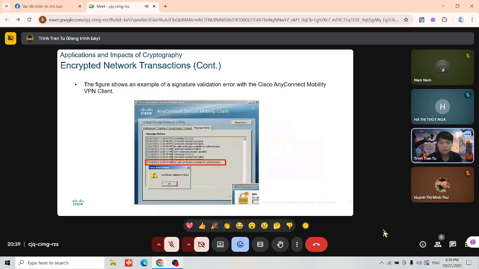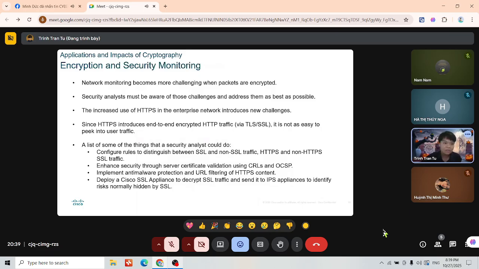In the next, 4, the figure shows an example of a signature validation error with the Cisco AnyConnect Mobility VPN client.